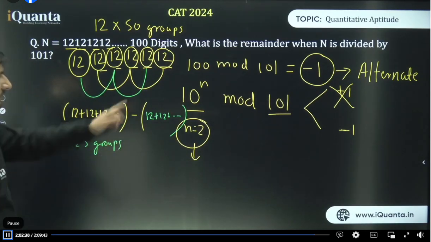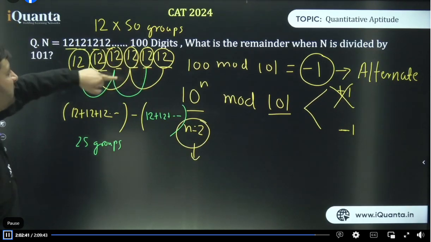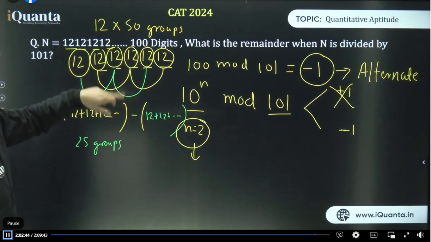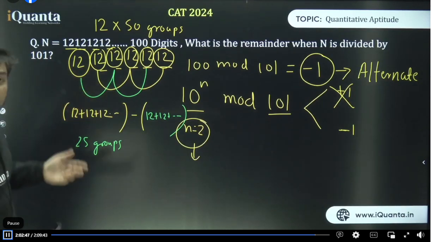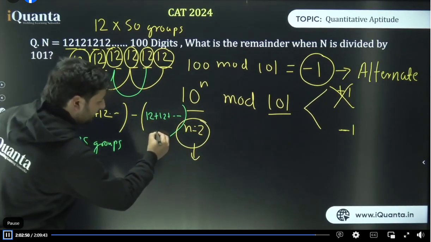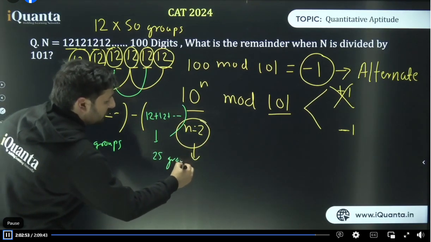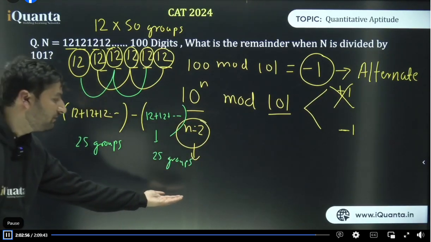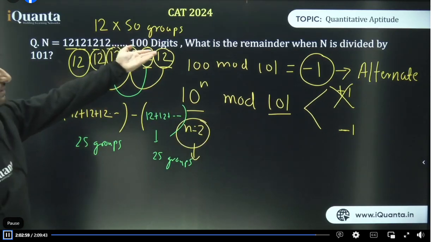have positive sign because you are jumping again. In 50 groups you are jumping from one group to another. So you will be able to jump to 25 groups, right? Alternate groups if you pick up, there'll be 25 groups. And again in negative as well, there'll be 25 groups. Every group will have 2 digits, so 50 digits will be consumed here, 50 digits will be consumed here, in total 100 digits are consumed.